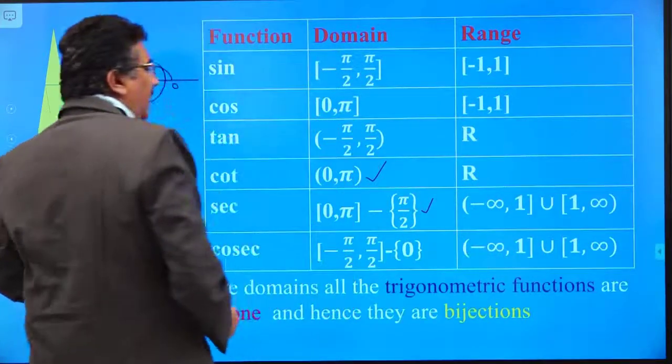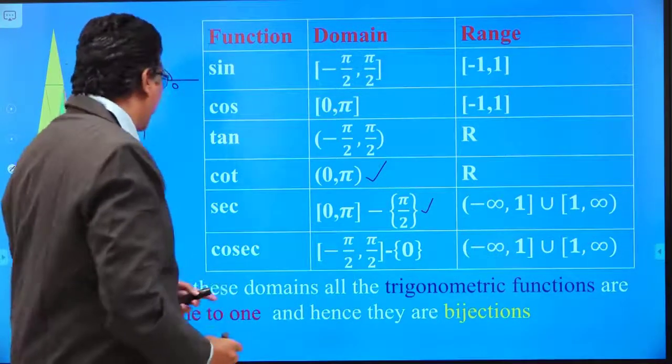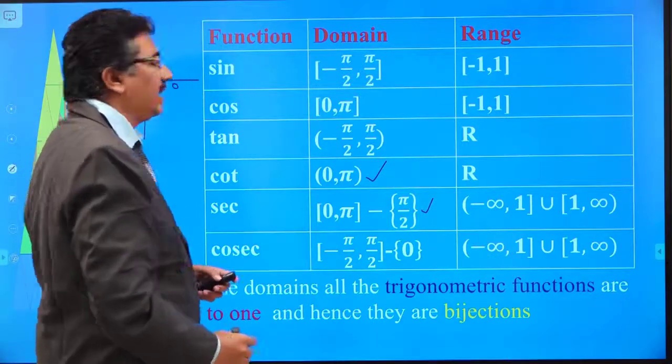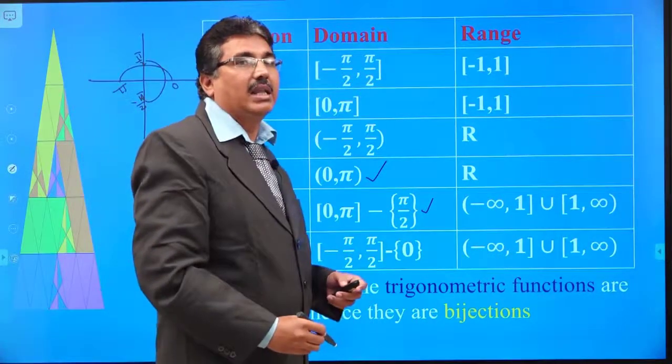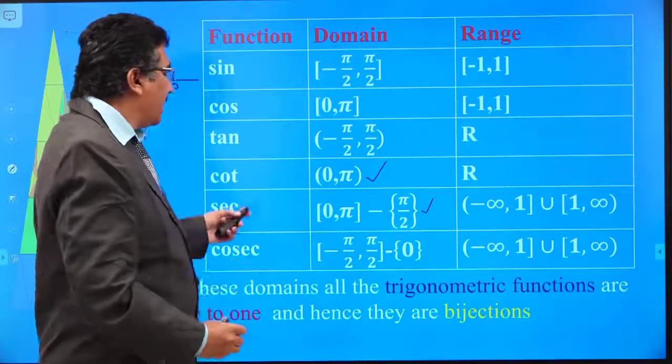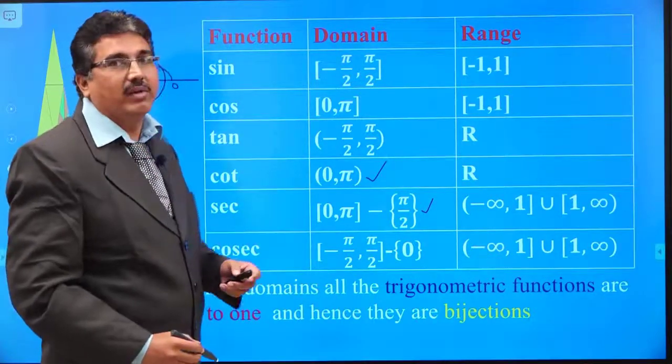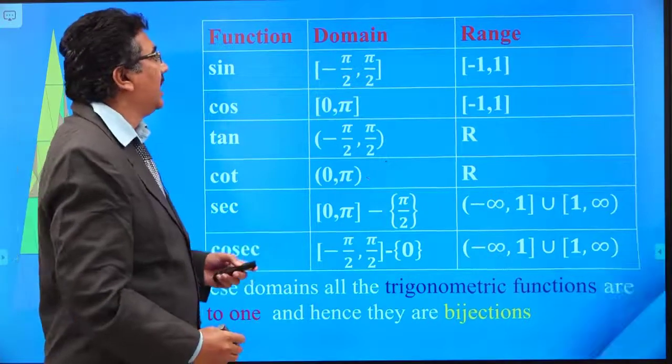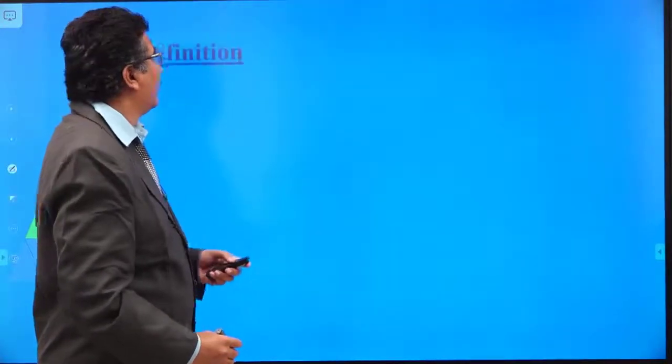In these domains, all the trigonometric functions are 1-to-1 and hence they are bijections. Right. So, now we define the inverses of trigonometric functions.